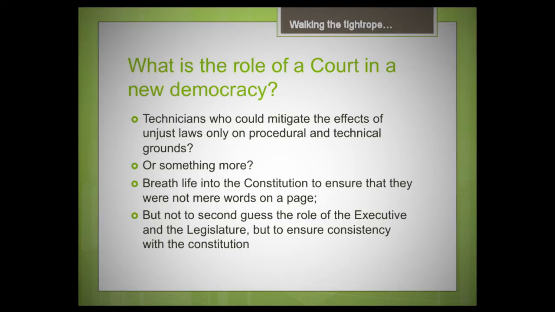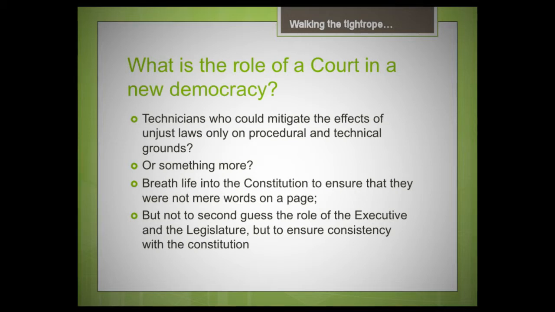So, were the judges, when applying provisions of the Constitution, just technicians who could mitigate the effect of unjust laws, but only on procedure and technical terms? As long as it was in the letter of the law and not the spirit of the law, does that mean an executive or an exercise of public power is okay? Or were they required to do something more?